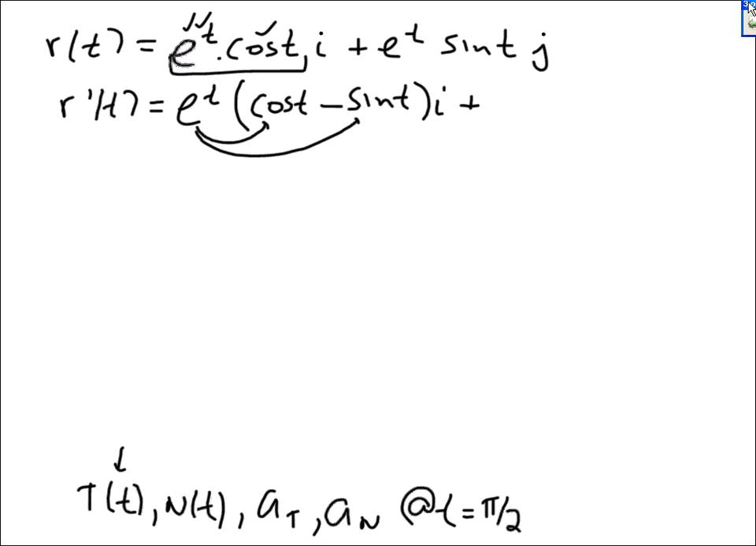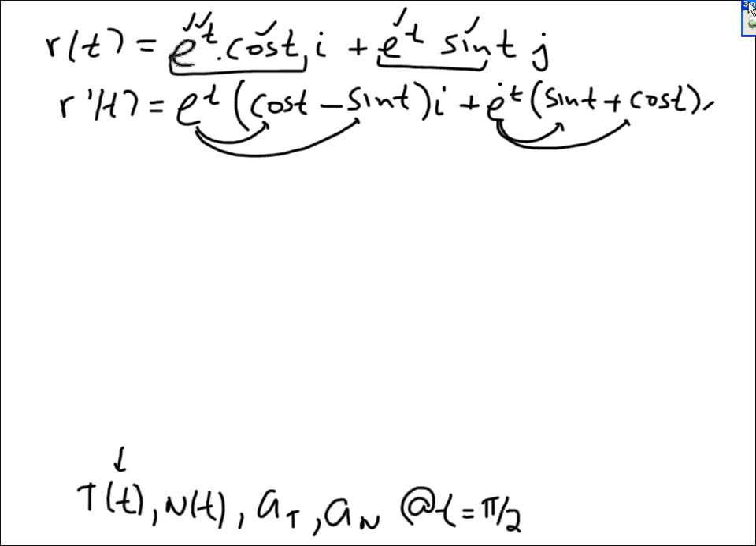Plus the derivative of this. I can factor out e to the t. It's the derivative of the first function, which is e to the t, times the second function, plus the first function, which is factored out, times the derivative of the second function. And there is your derivative. That's r prime of t. Now, we want to find the magnitude of this vector. We want to find the length of r prime of t.